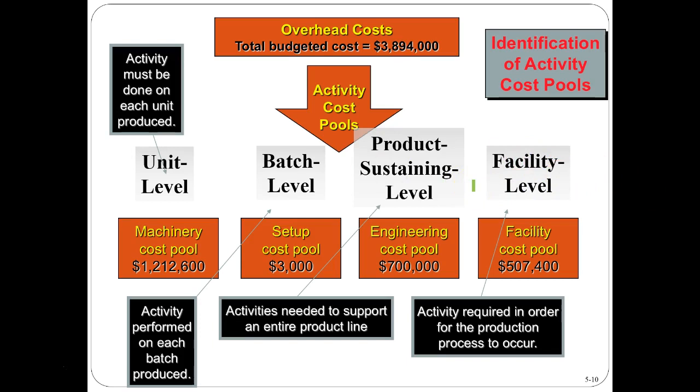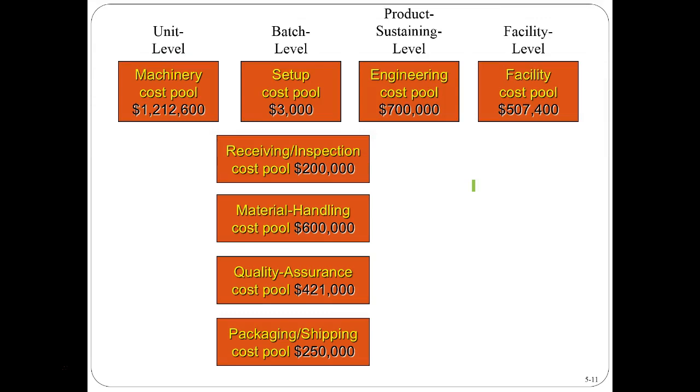And the facility level is going to be even broader, facility supporting activities that, once again, may not apply to either the unit, the batch, or even the product level. It's going to be the broadest kind of category. So once we have those categories, the unit level, the batch level, the product sustaining level, we can say that for the machine cost pool, we can apply the costs here. For the batch level, we have the setup, the receiving, the material handling, the quality assurance, the packaging here. The product sustaining level, the engineering cost pool, our dollar amount here, and the facility level here.